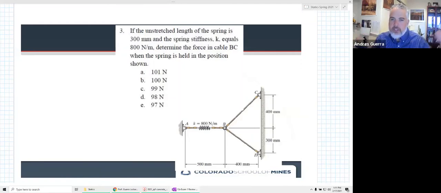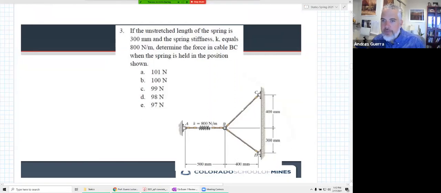You will see a range of difficulty, right? Even though they're all worth 5 points, not every problem is really the same level of difficulty. For instance, this one is probably a little bit more difficult than the last one. And so for this one, we have this unstretched length of the spring is 300 millimeters. And if we look down here, the original length of the spring is 500 millimeters. They give us a spring stiffness of 800 newtons per meter. And we're asked to find the force in BC when the spring is held in the position shown.